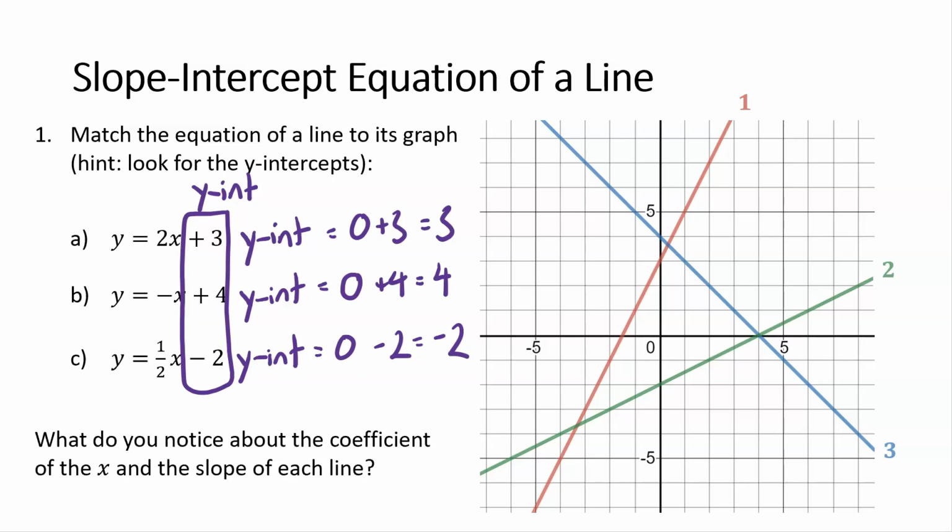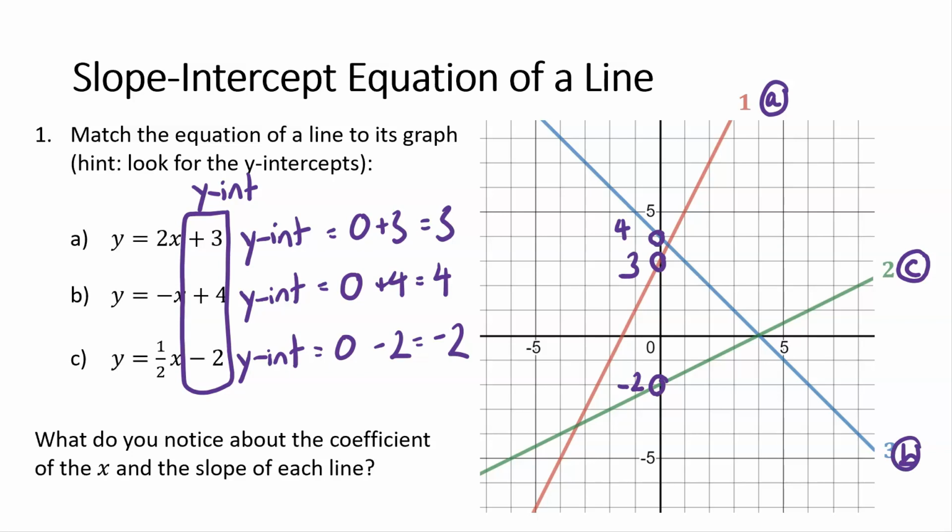Graph 1 then, you can see has a y-intercept of 3. So graph 1 is equation A. Line 2 in green has a y-intercept of -2. So we know that that would be line C. And line 3 has a y-intercept of 4. So we know that is line B. Okay, so we match the lines using y-intercepts.